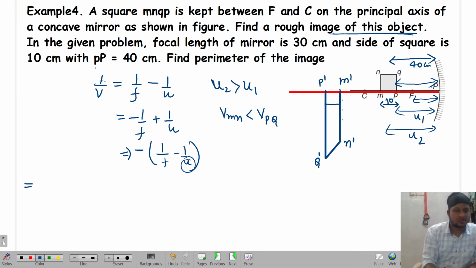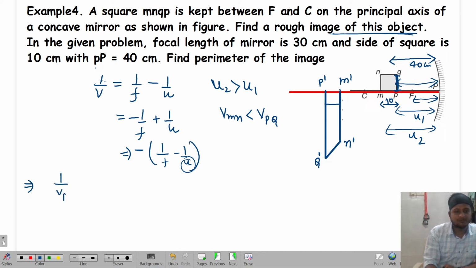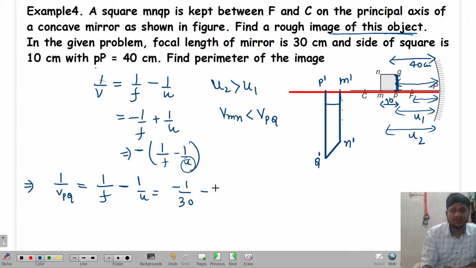Okay. So first important thing, perimeter of image, how to calculate? First you will calculate the image distance for PQ. PQ has height 10, and it is located at 40 centimeter away from the pole of the mirror. So 1 by V of PQ I will calculate. That is 1 by F minus 1 by U. Now focal length is negative, so minus 1 by 30, minus object distance is also negative, so minus 1 by minus 40. If you solve this, you'll get the image distance for P prime Q prime.